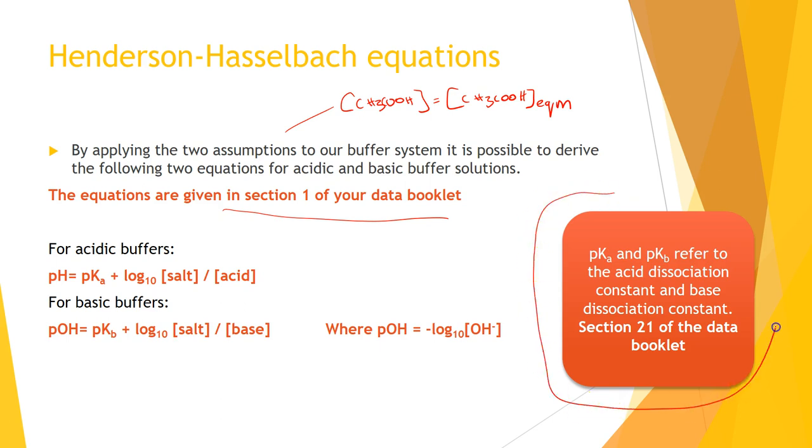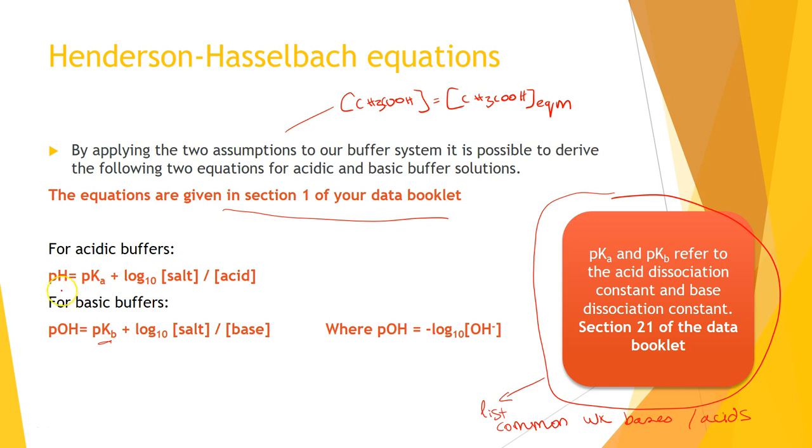There is a list of these in your data booklet, which means if you're trying to use these equations and you can't find the pKa or pKb, then look them up. They have a list for common weak acids and weak bases in your data booklet. So you will often need to look these up in order to be able to do these calculations, and then it's just going to be a substitution kind of arrangement. So these equations are given in your data booklet.